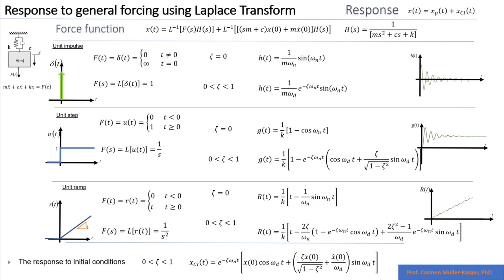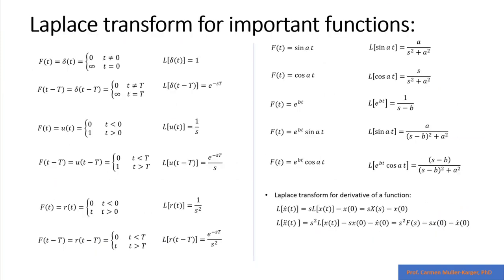to have the total response of our system. Here we have a summary of the response to general forces using the Laplace transform for a unit impulse, unit step, and unit ramp. You will notice that those are the same equations that we got using the convolution integral and the solution for the initial conditions for an underdamped system. And in this table you have the most commonly used Laplace transforms for vibration purposes.